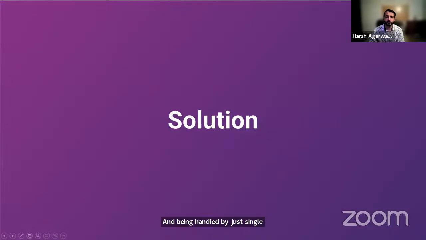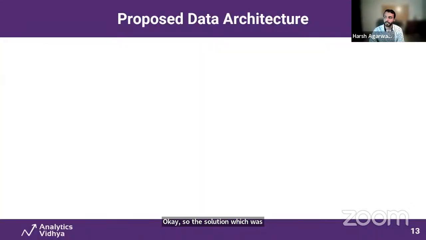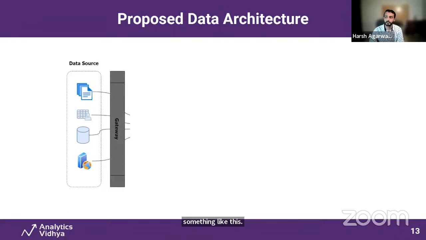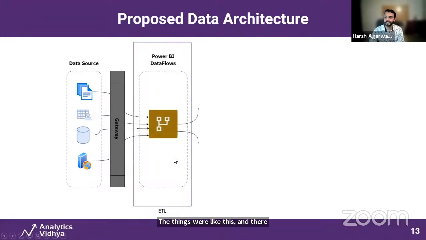Okay. So the solution which was proposed was something like this. The architecture was sorted, like we kept data source and gateway in place. And there was an intermediate layer introduced for the ETL operation, which was the Power BI data flow. So as I said, the Power BI data flow helps us in streamlining the source and the traffic, how it's being sent, the load which is being sent on the source, to optimize the refresh cycle, optimize the process entirely.